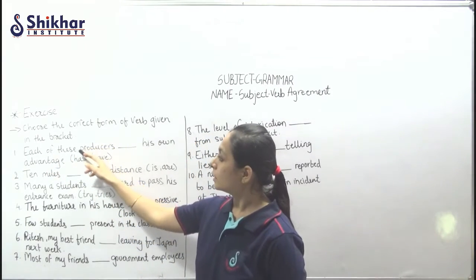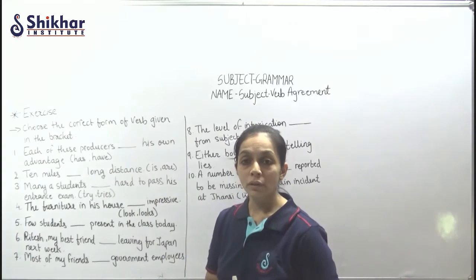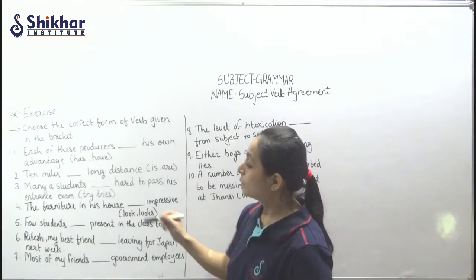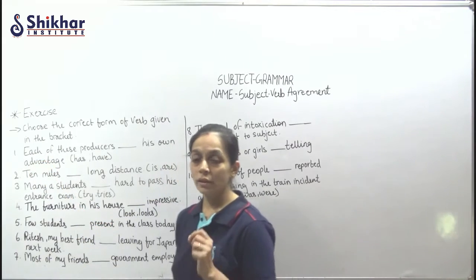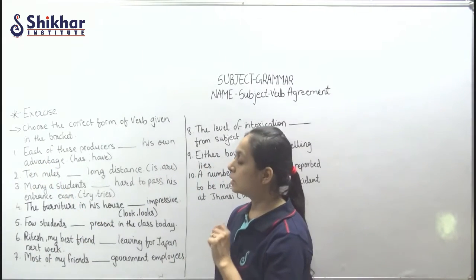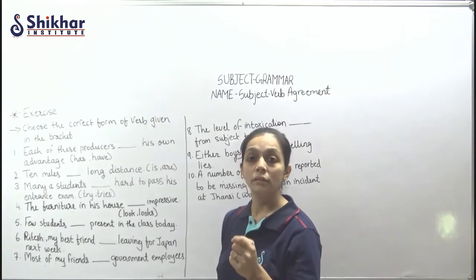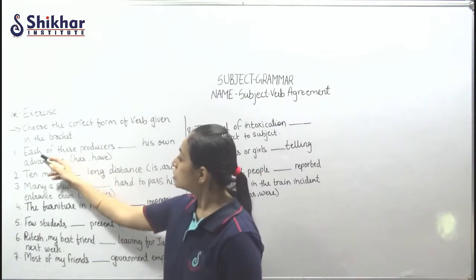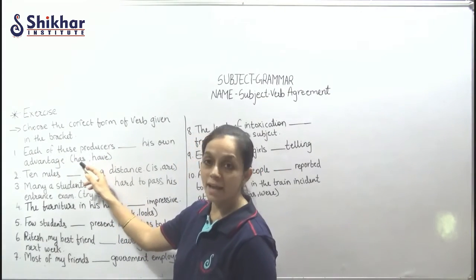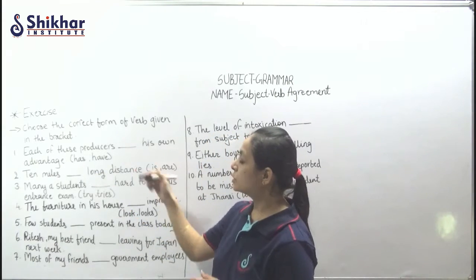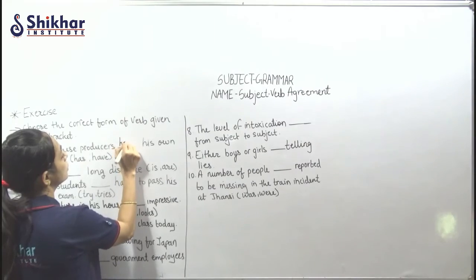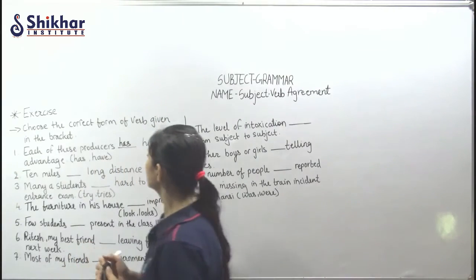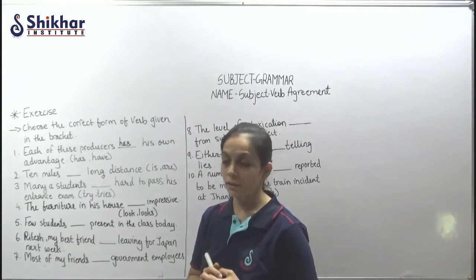So you are thinking this is the plural noun, but beginning what it is written, each, है ना? So it is a pronoun, each, everyone, that way. So here each means you will write has. Each of these producers, you are going to count it as singular. You are going to write has his own advantage.